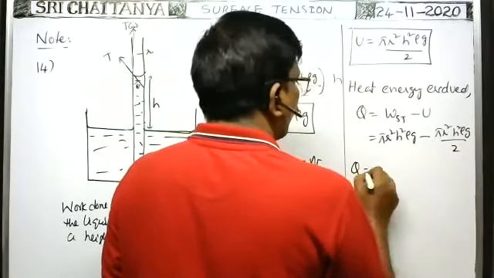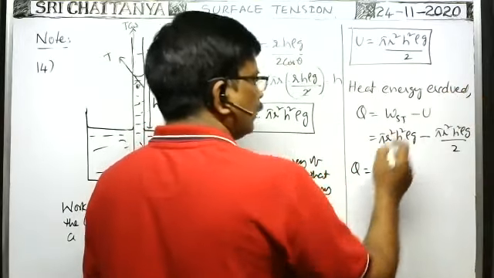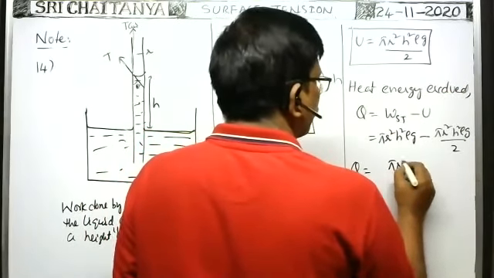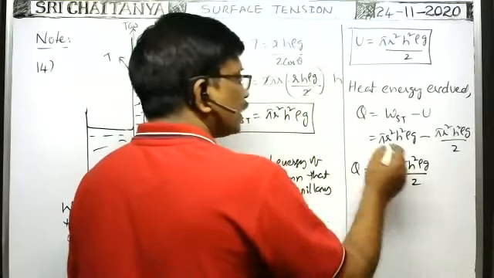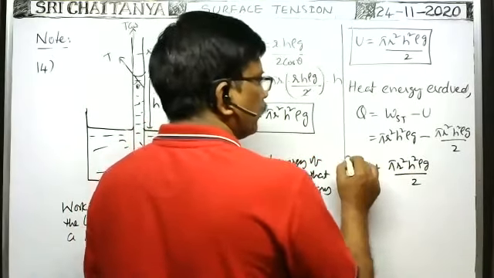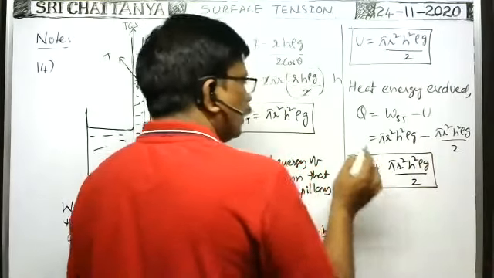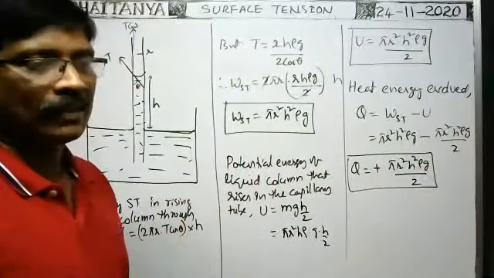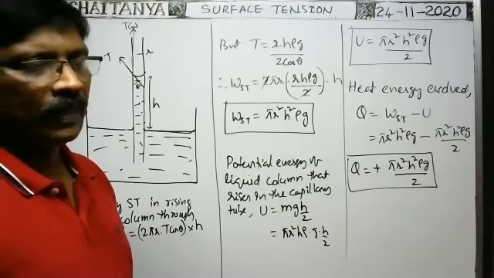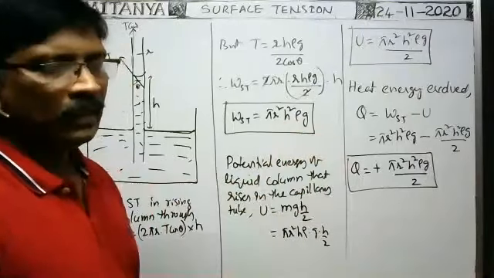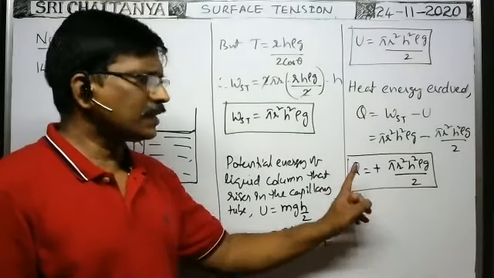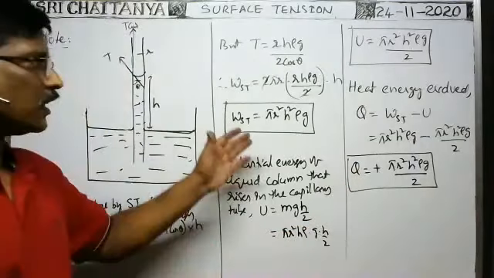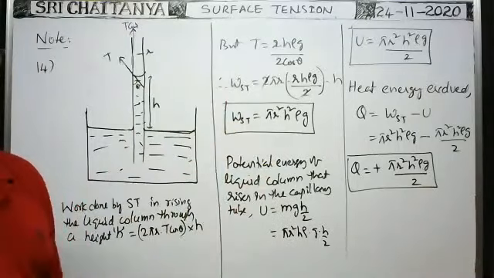Therefore, the heat energy evolved or ejected is equal to, when you take the LCM, pi r square h square rho g by 2. As heat energy is evolved, we have to write a plus sign. Plus sign represents heat energy is evolved, minus sign represents heat energy is lost. Here, this is the heat energy produced. If heat energy is absorbed, we have to write minus. Okay, this is the remaining part of the work done, produced in the form of heat energy.